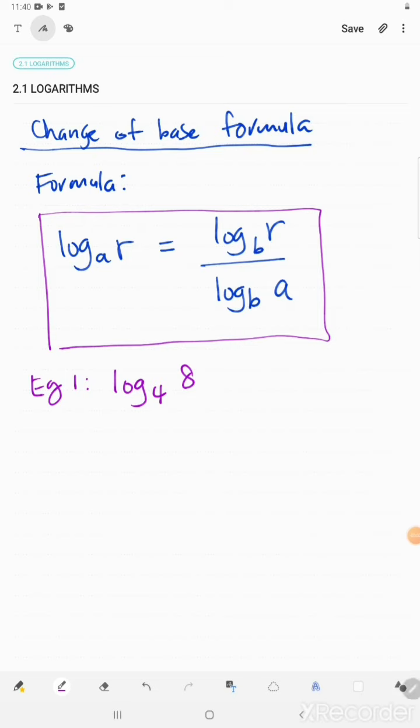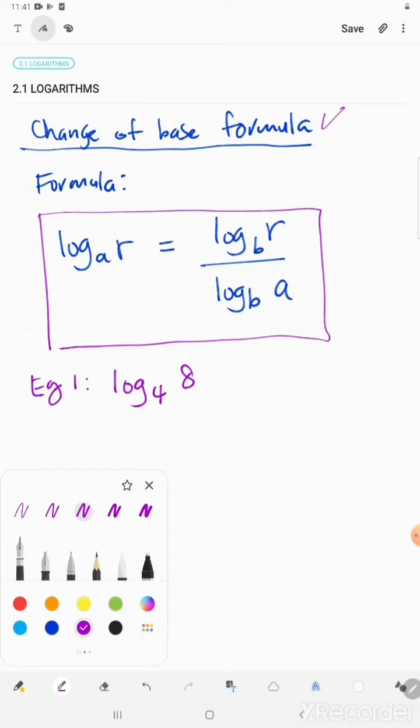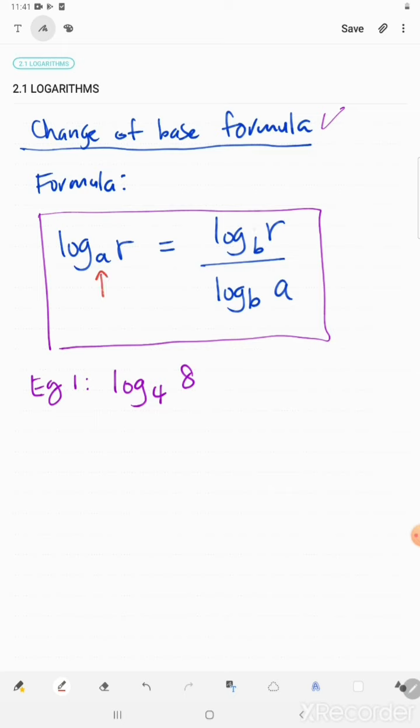Change of base formula. Now we have the formula log R base A. We can change this to become log R base B divided by log A base B. We can see now we are changing from base A to base B. So R will be the numerator part, and A will be the denominator part. I have one example here, log 8 base 4. Now I want to change base 4 to the smallest number, which is 2.